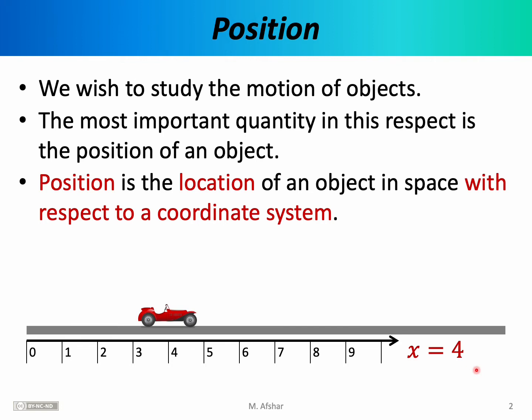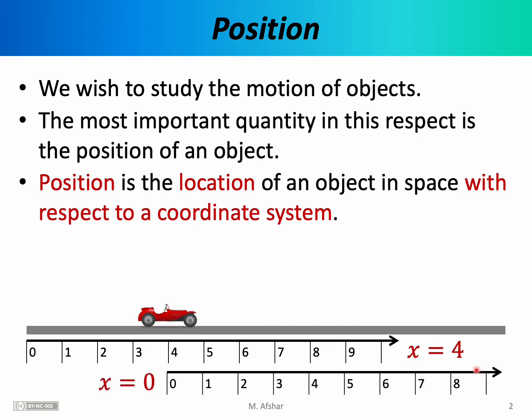Now, notice that one could also use a different coordinate system. For example, you might say, well, I want a coordinate system whose origin is, for example, where the car is located. In this second coordinate system near the bottom, we've located the origin where the car is, and so in this coordinate system, the position, x, is equal to 0.